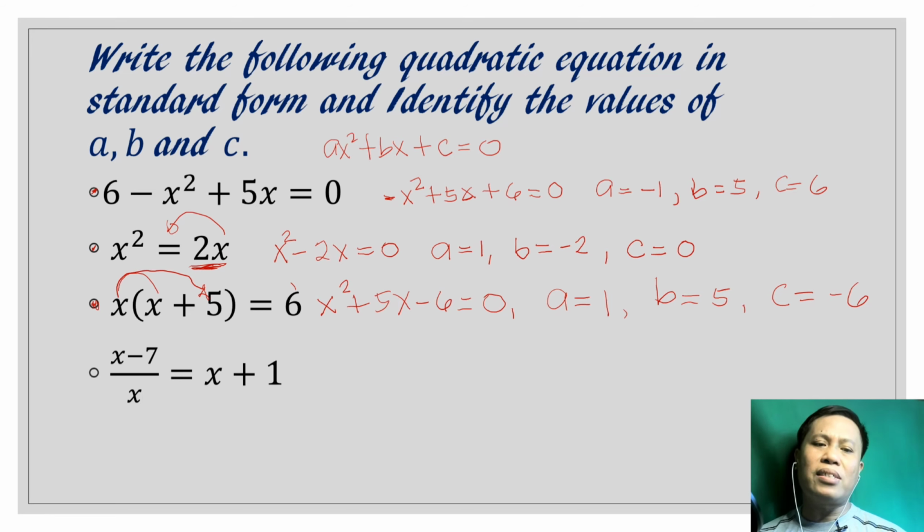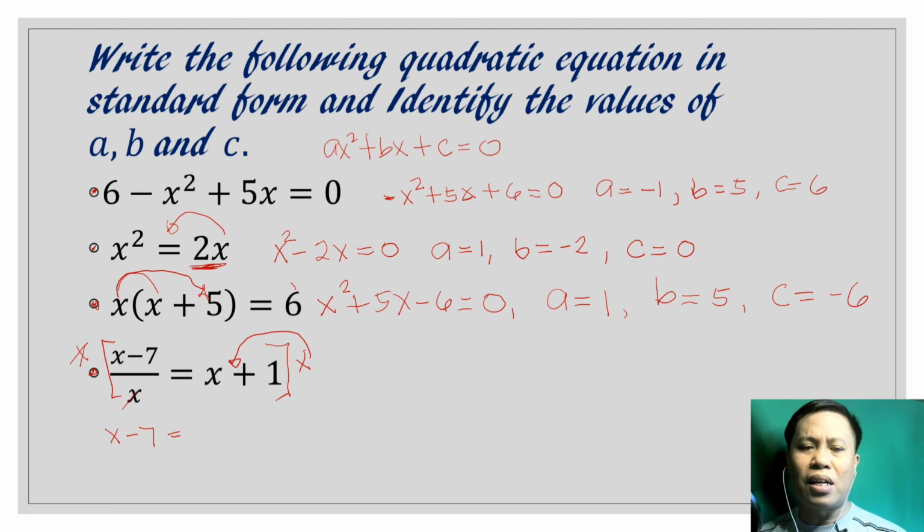Okay? So next is x minus 7 all over x, equals x plus 1. First, we have to clear the equation. When we say clear the equation, we have to eliminate the denominator by multiplying both sides of the equation by x. So if you multiply both sides by x, this will be cancelled. So you have now x minus 7, and this one, x times x, is x squared, and you have x times 1, you have x.